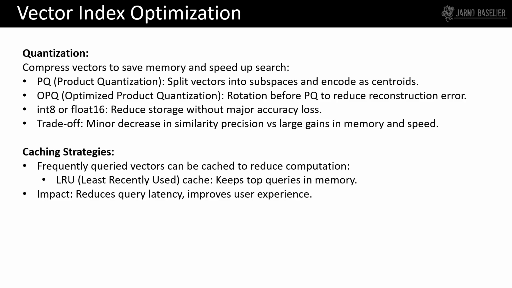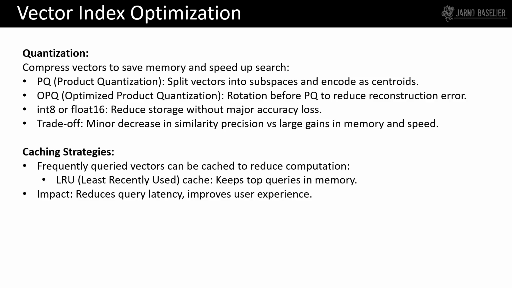And again, quantization: compress vectors to save memory and speed up searches. PQ, product quantization, splits vectors into subspaces and encodes them as centroids. OPQ, the optimized product quantization, applies a rotation before PQ to reduce reconstruction errors. We can use int8 or float16, so we reduce the storage without major accuracy loss. As a trade-off, a minor decrease in similarity precision versus large gains in memory and speed. But we did discuss this once, I think in the previous chapter where we discussed quantization.